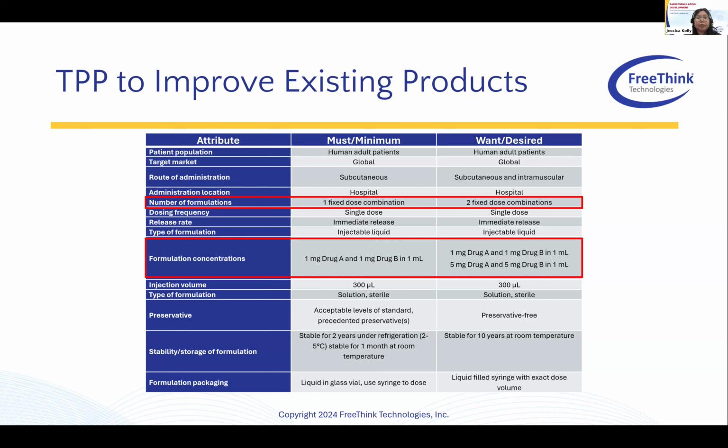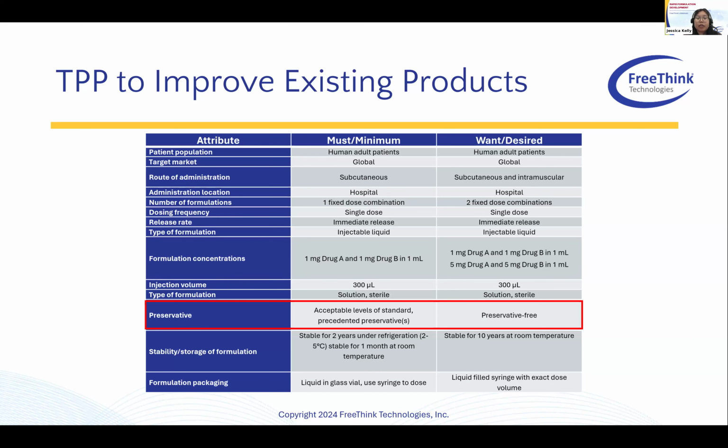So in speaking with the team, they also indicated that it's preferable to make a preservative-free formulation since development is simpler and requires fewer components. So this desire is put into the preservatives attribute section. However, it is more difficult for liquids to meet stability requirements for longer periods of time without preservative.